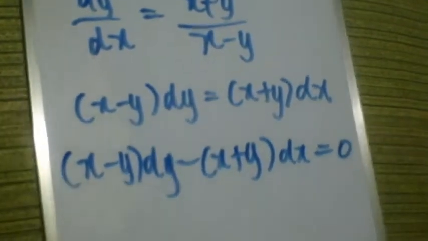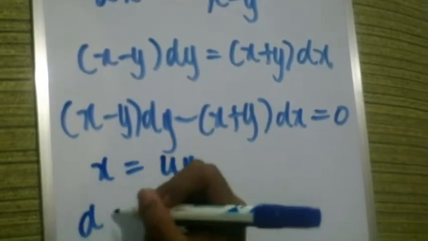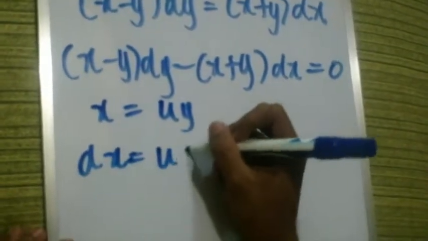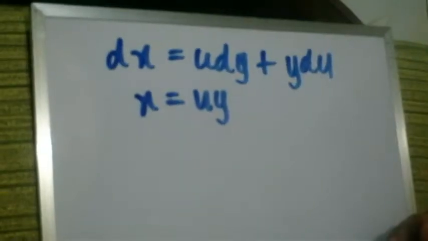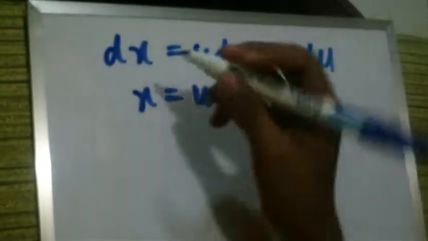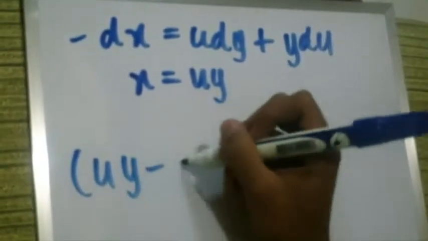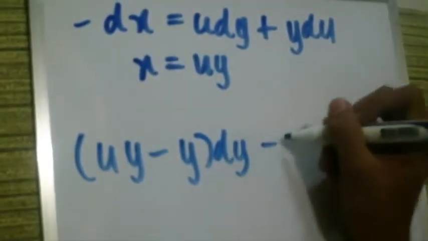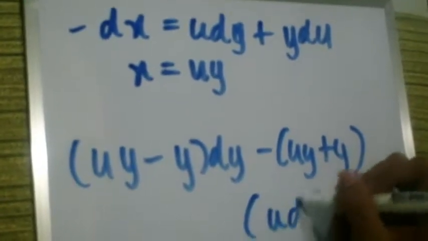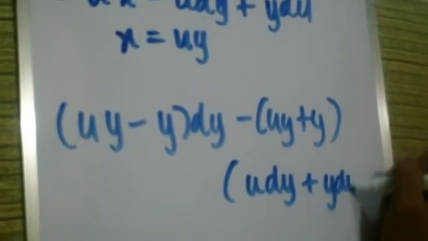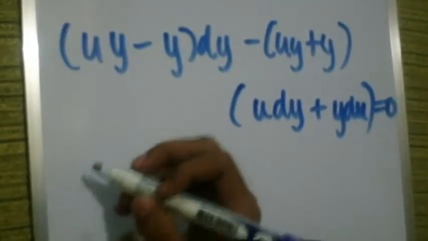Since this is a homogeneous equation, we use x is equal to uy. So the derivative of x is u dy plus y du. From what we have derived a while ago, we then have uy minus y dy minus uy plus y times u dy plus y du is equal to 0. Then we cancel the same terms.